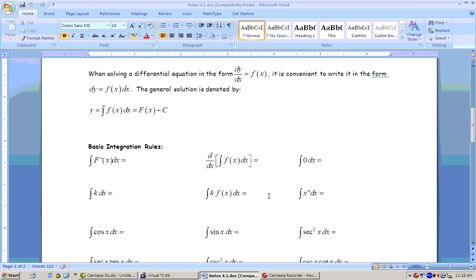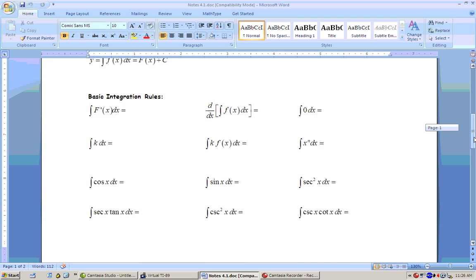So when solving a differential equation in the form of dy dx equals something in terms of x, it's convenient to write it in the form dy equals f of x dx. That's basically just separating your y's and your x's. You put everything that has to do with a y on one side, everything with an x on the other. So the general solution, when you integrate dy, you get y. When you integrate f of x dx, you get capital F plus c.